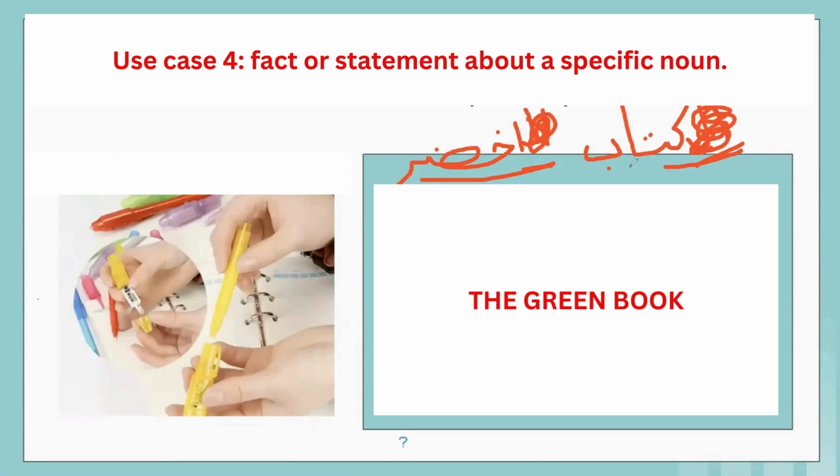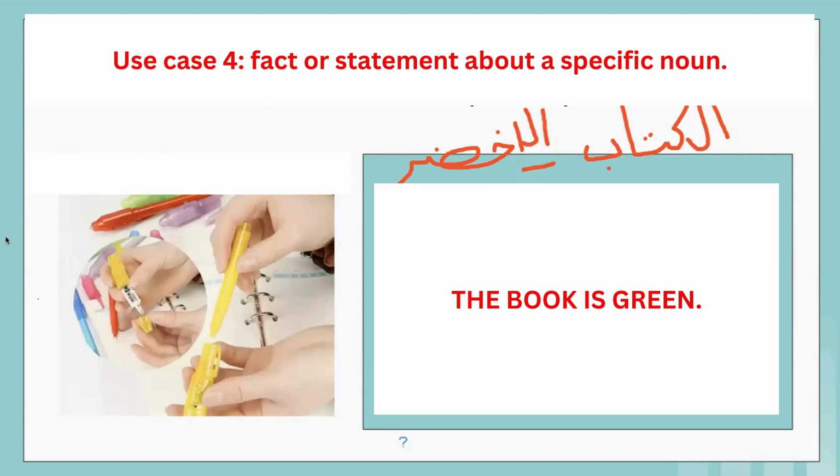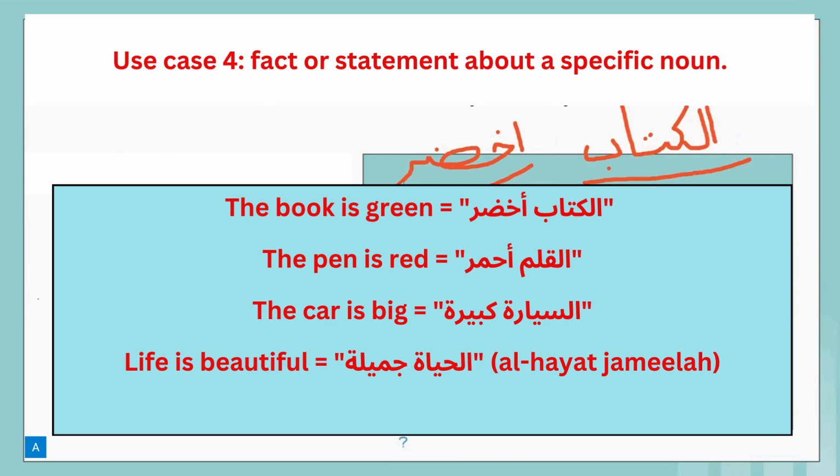If you want to say the book is green, how do you say the book in Arabic? The book in Arabic. Al-Kitab. If you say Al-Kitab and you write Akhdar, it becomes the book is green. So in the fourth use case, we write al for the first word and the second word doesn't have al.